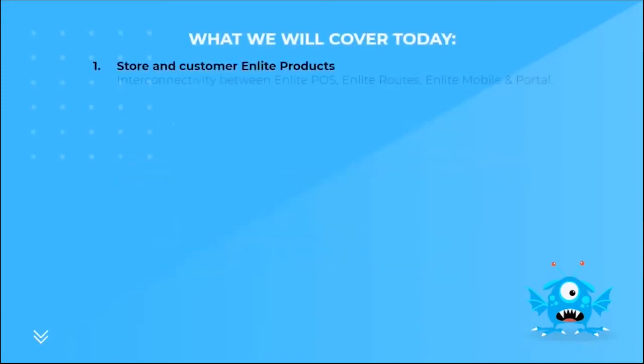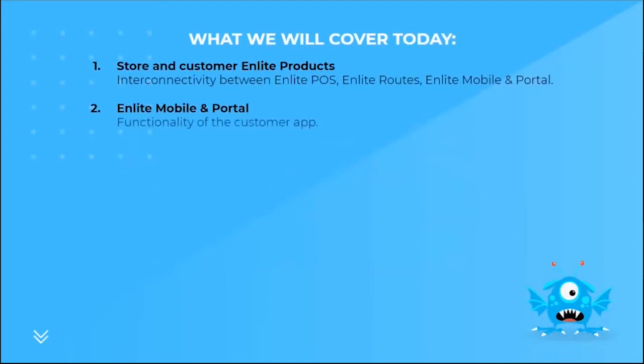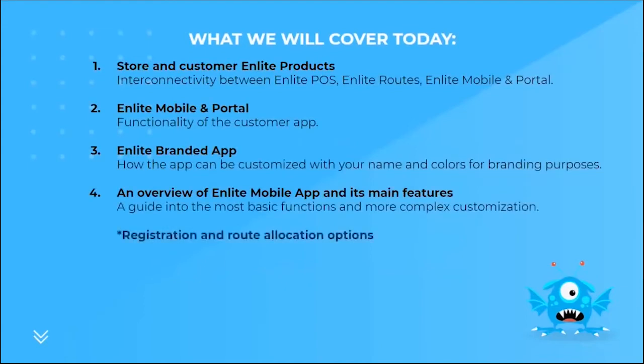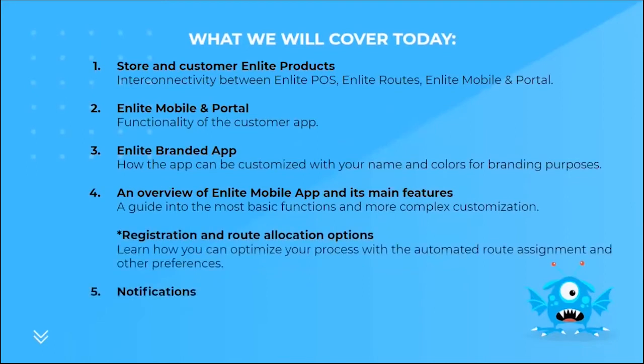Let's get this started. What we will cover today. As a first point, we have store and customer Enlite products, the interconnectivity between Enlite POS, Enlite Routes, Enlite Mobile, and portal. Number two, Enlite Mobile and portal, we will talk about the functionality of the customer app. Number three, Enlite branded app. We'll detail how the app can be customized with your name and colors for branding purposes. Number four, an overview of Enlite Mobile app and its main features.